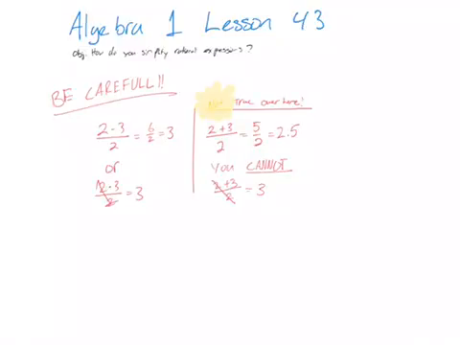Hello, Algebra 1 students. This is lesson 43. Our objective is how do you simplify rational expressions? And before we go too far, let's make sure that we understand something.